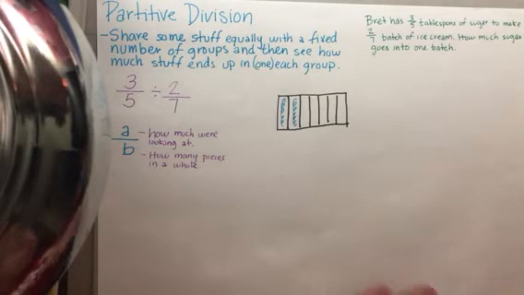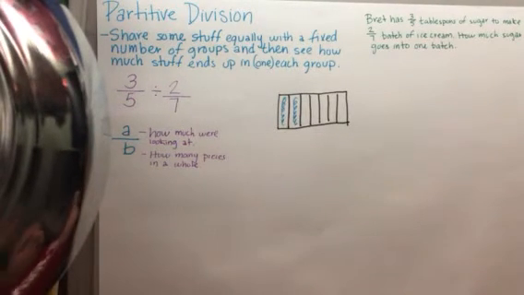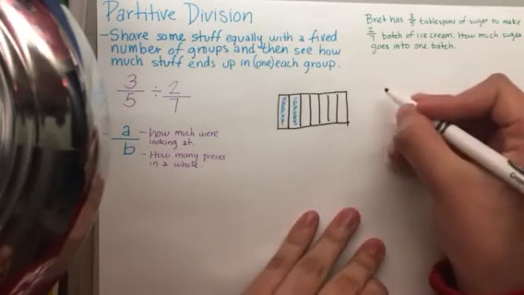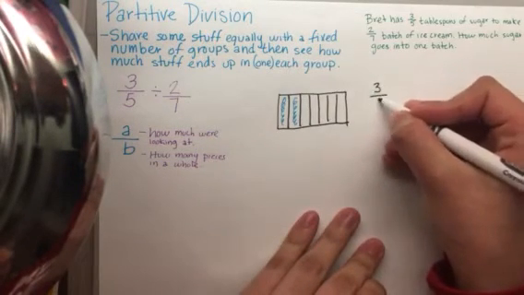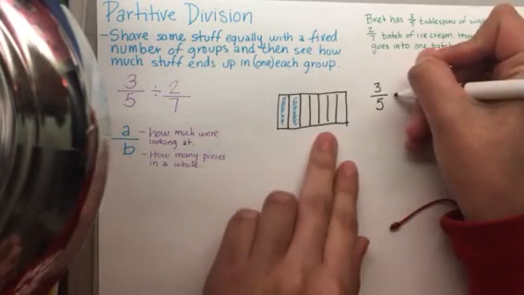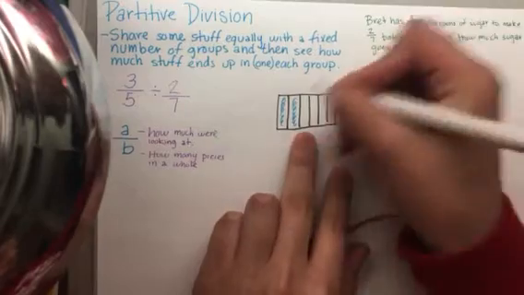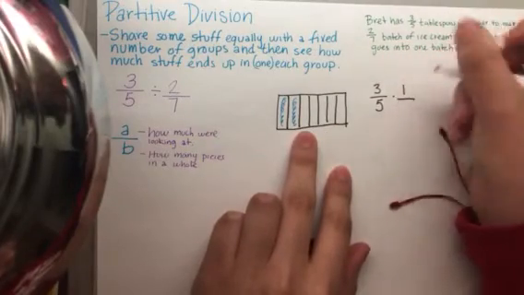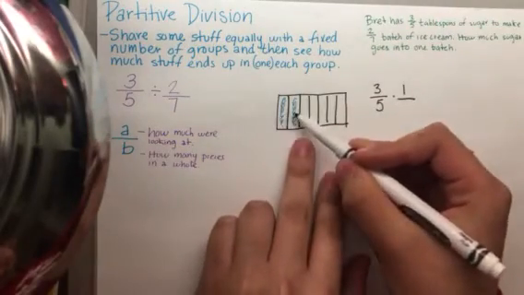Because we have 3/5 of sugar, we're trying to see how much ice cream goes in each batch. So we're going to write down 3/5. And we're going to try to see how much goes in one batch, so we're going to put 1 up here. And we're looking at 2.